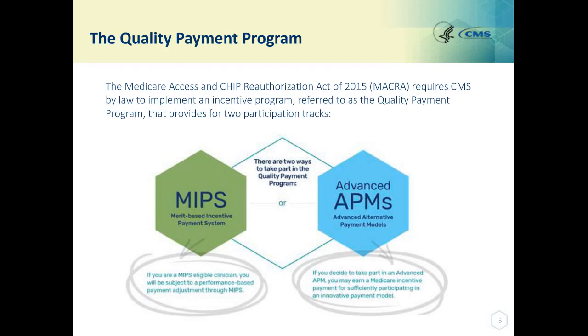We're going to talk a little bit about the Quality Payment Program from the perspective of the alternative payment models. What you see here is an overview that shows you that there are 2 pathways for the Quality Payment Program. That's going to be MIPS and advanced APMs. If you go to the next slide, please.